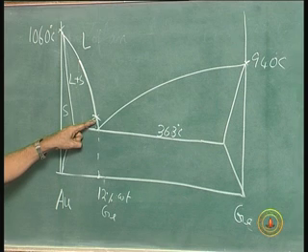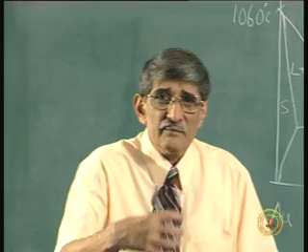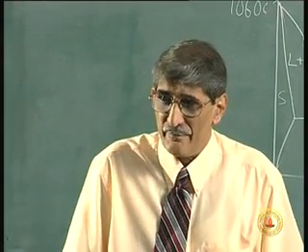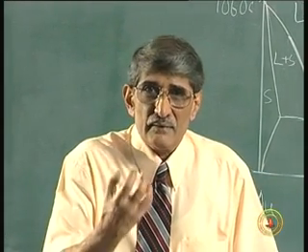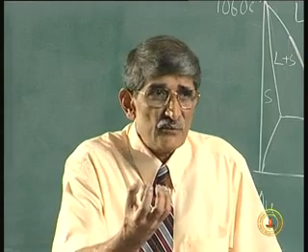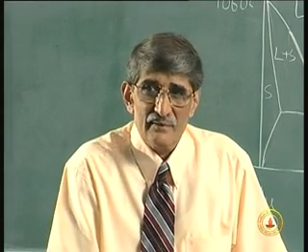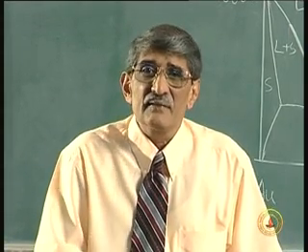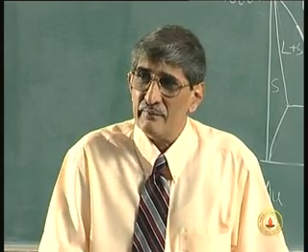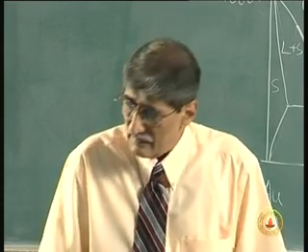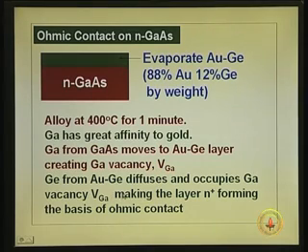Why has it come down? It has gone down to the gallium arsenide. So, all that happened is gallium has moved up to the gold germanium, and a little quantity of germanium has moved down to the gallium arsenide. And where is it sitting? Germanium is sitting where the gallium has moved out. That is what we said here. Germanium from gold germanium diffuses and occupies gallium vacancy, V gallium, making the layer N plus, forming the basis of ohmic contact.